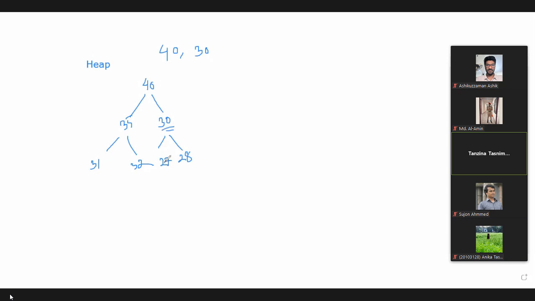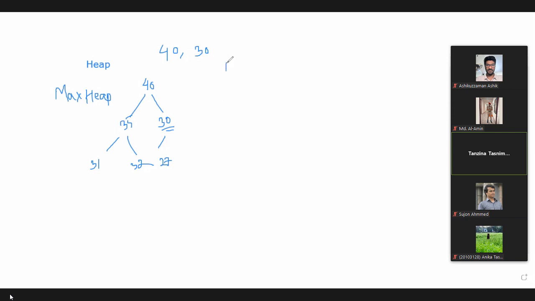So we can call it a heap tree, and when the root node is greater than its child node, it's called a max heap tree. What is the name of this heap tree? Max heap. And it's not mandatory to take a full binary tree. I already told you, if the tree is a complete tree, we can call it a heap tree. So there are two types of heap tree. One is called max heap and another is min heap. This tree is max heap because the root node is greater than its child nodes.